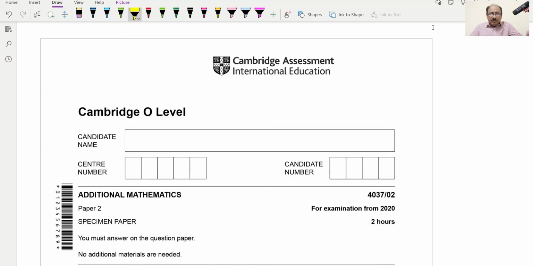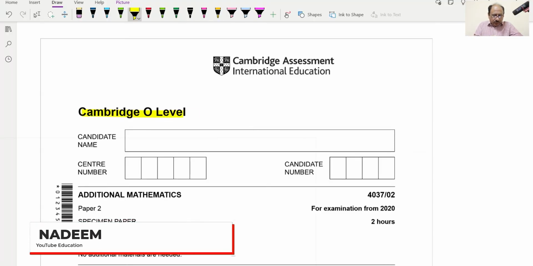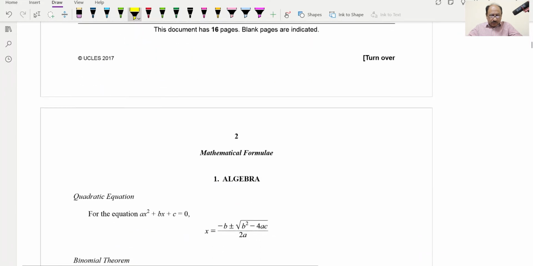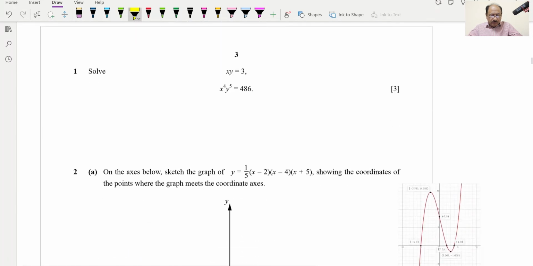Hello everyone. Today we'll be going through Cambridge O level additional mathematics paper 2. This is specimen paper 403702 for examination from 2020 onwards. So let us move to question number 1.